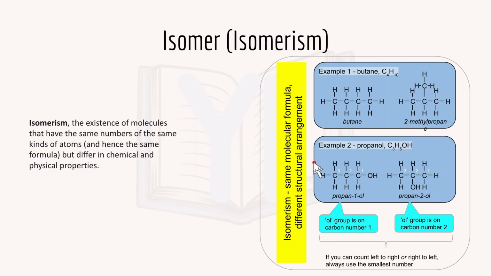And then we'll look into isomerism. Isomerism is the existence of molecules that have the same numbers of the same kind of atoms but differ in chemical and physical properties. So you can have a read for isomerism in butane and propanol.